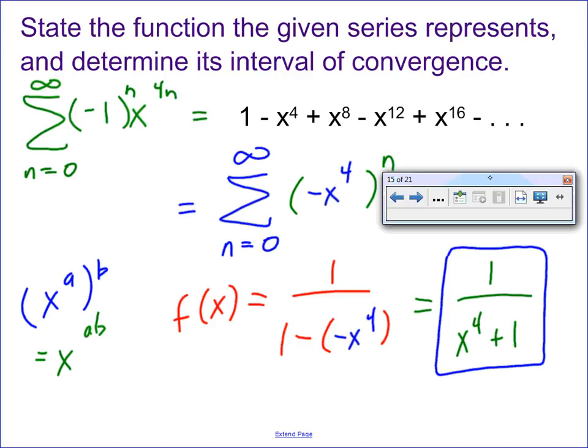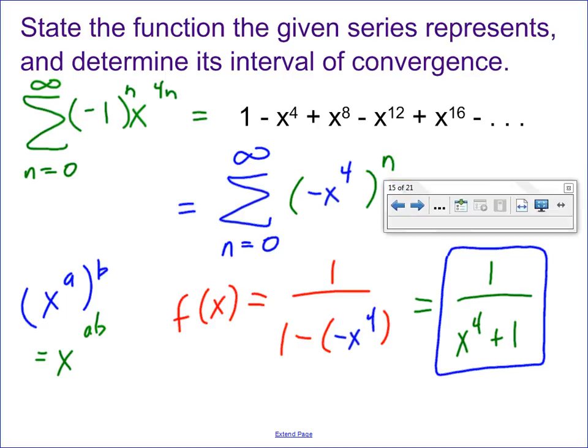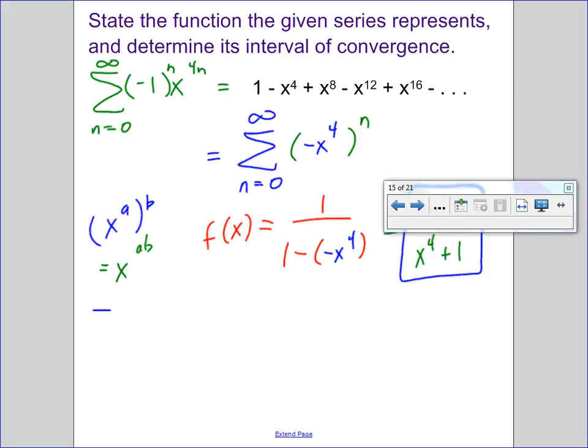Okay, I know that my general power series converges when the magnitude of r is less than 1. I know my general power series as a function converges when x is in between -1 and 1. This one's going to converge when the magnitude of -x to the fourth is less than 1. So let's go ahead and see its interval of convergence. I'm going to go crazy and call that the IOC. Not for International Olympic Committee, but for the interval of convergence as we get closer and closer.